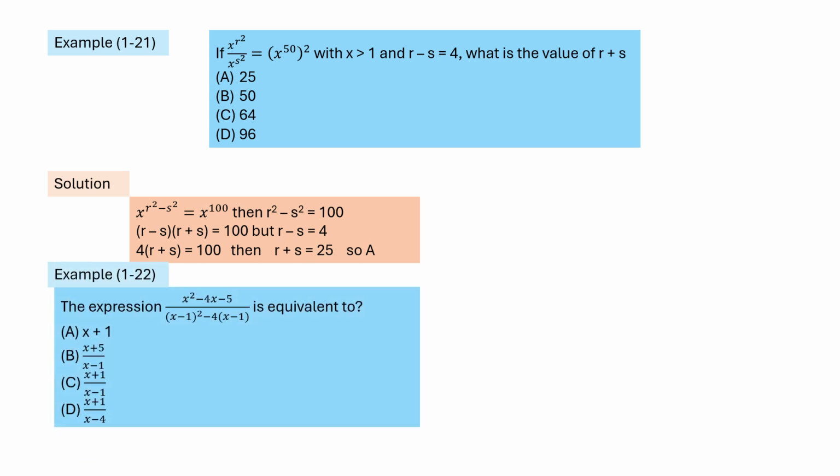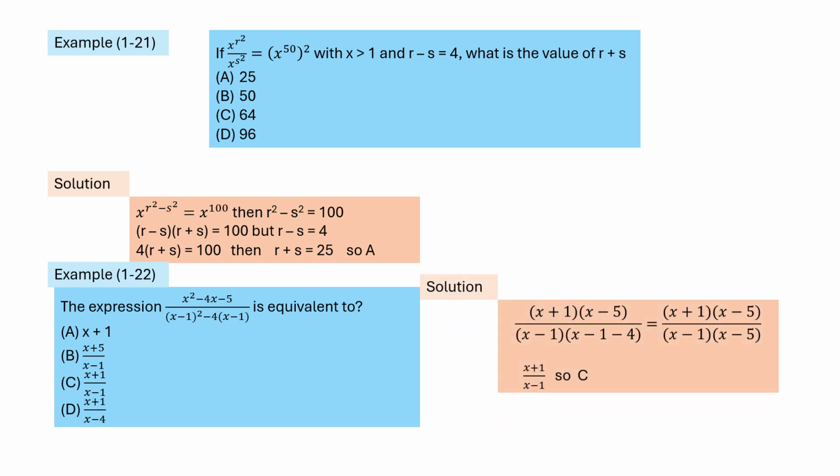Example 122. The expression ((x squared minus 4x minus 5) over (x minus 1)) all squared minus 4 times (x minus 1) is equivalent to what? It depends on factoring. The numerator will be what? It will be x squared, change it into two brackets, (x plus 1)(x minus 5).